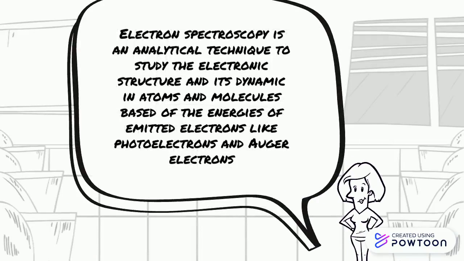Electron spectroscopy is an analytical technique to study the electronic structure and its dynamics in atoms and molecules. So in general, an excitation source such as X-ray, electron, or synchrotron radiation will eject an electron from an initial orbital of an atom.